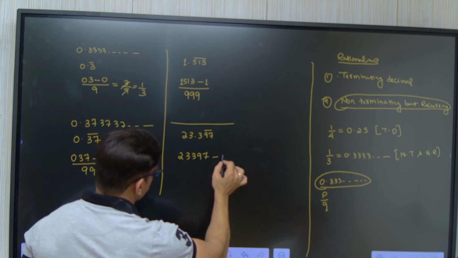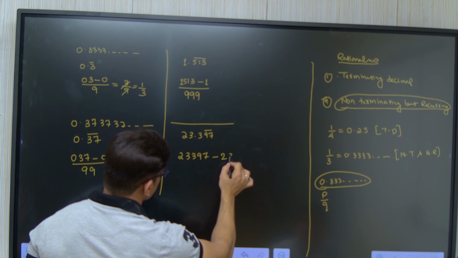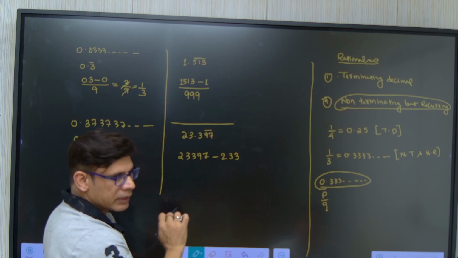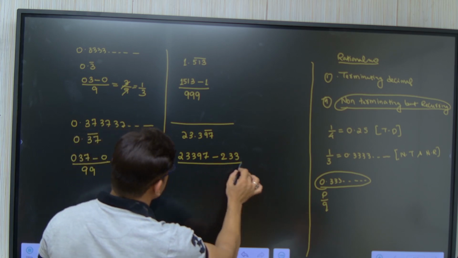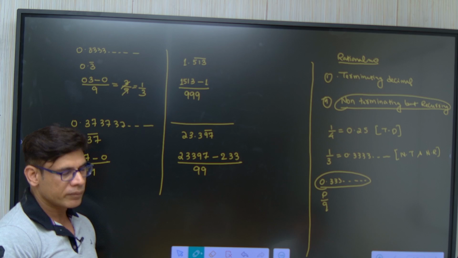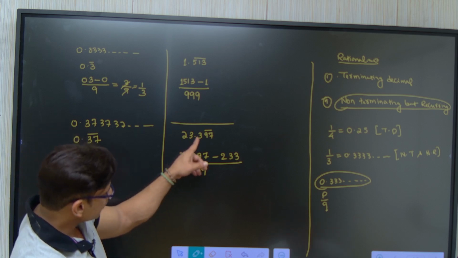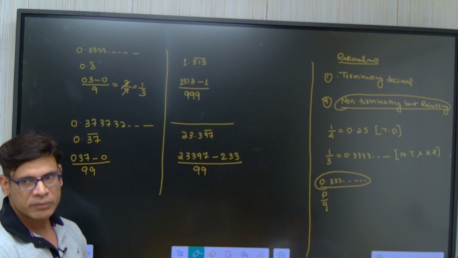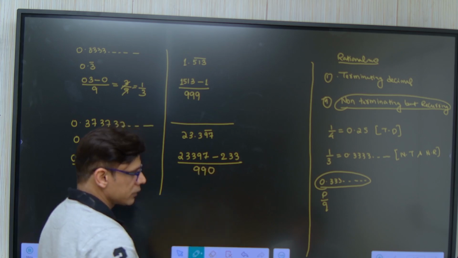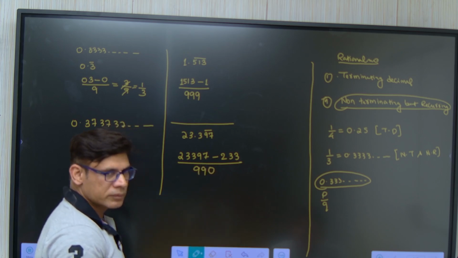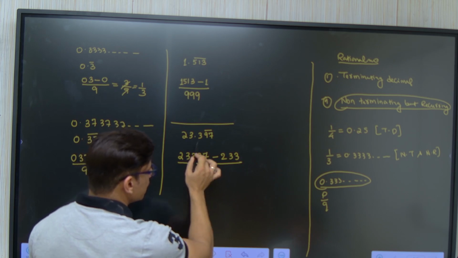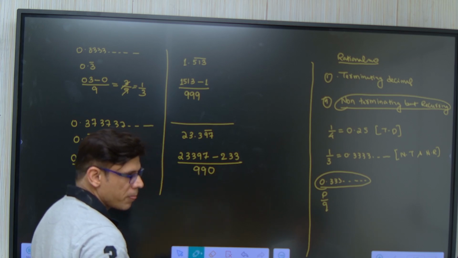From this, how much you have to subtract? 2, 3, 3. The digit which does not have a bar on it, you have to subtract that entire number, right? And in denominator, how many 9s we have to put? Two 9s, because bar is on 2 digits. But after decimal, there is a digit which does not have a bar on it. For that, we have to put 0. Yes, for non-repeating digit, 0. 2 zeros.